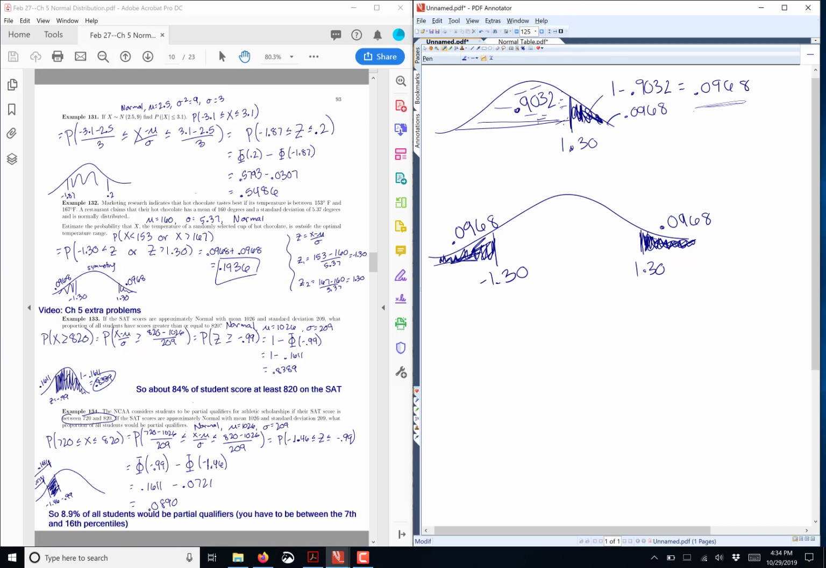I could look up positive 1.30, but then I have to say, okay, well, that area of 0.9032 is the area to the left, and I have to use the complement rule. Or if I remember about symmetry, and I know that looking up left tails is easier, I could look up this negative 1.30 and know that this area to the left is 0.0968, which means the area over here, by symmetry, has to also be 0.0968.